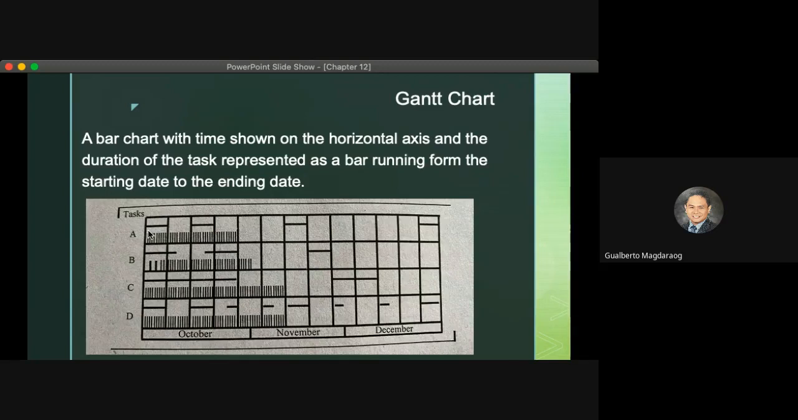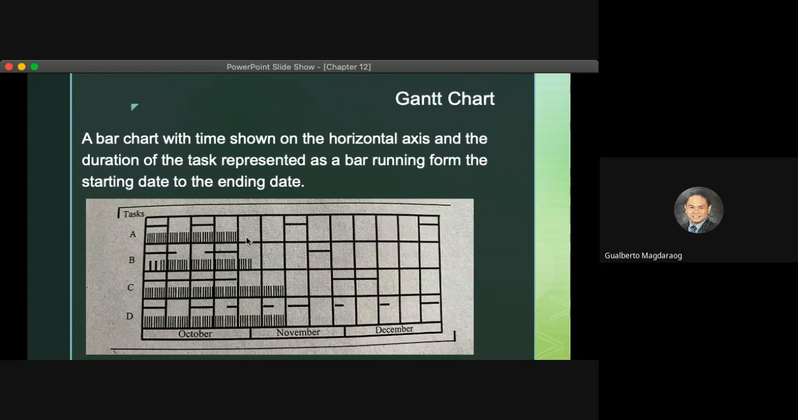The solid line on a horizontal basis, or horizontally written line, represents the work scheduled by period within the department. So for task A, it was scheduled in the first week of October, the second week of October, the second week of November, and the last week of December.